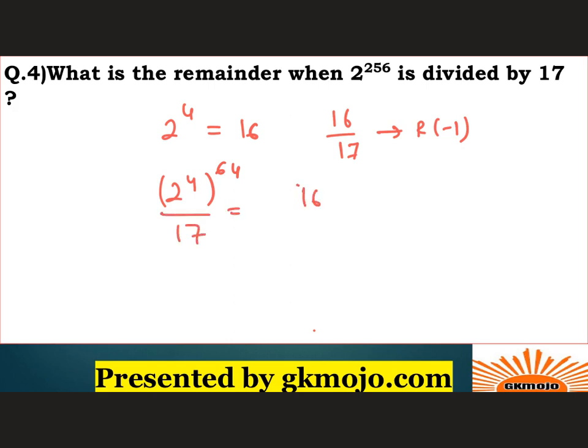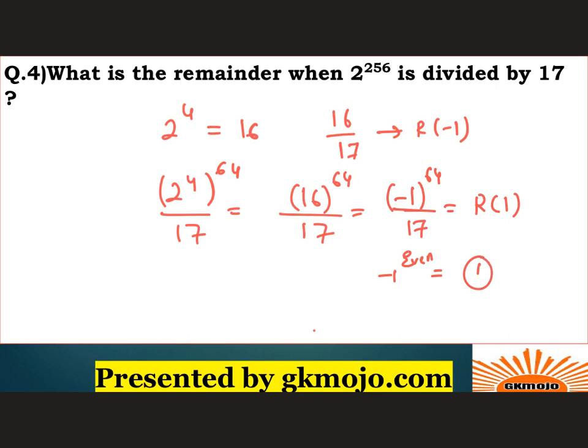So basically this question is now reduced to 16 to the power 64 divided by 17, which is nothing else but, what is the remainder when 16 is divided by 17? So minus 1 to the power 64 divided by 17. Alright, this would be remainder 1 only. Why remainder 1? Because minus 1 to the power even will always give you a positive number. Alright, so the remainder for this question is 1.